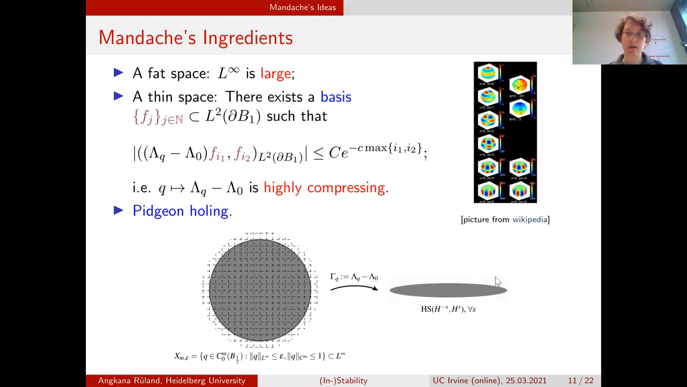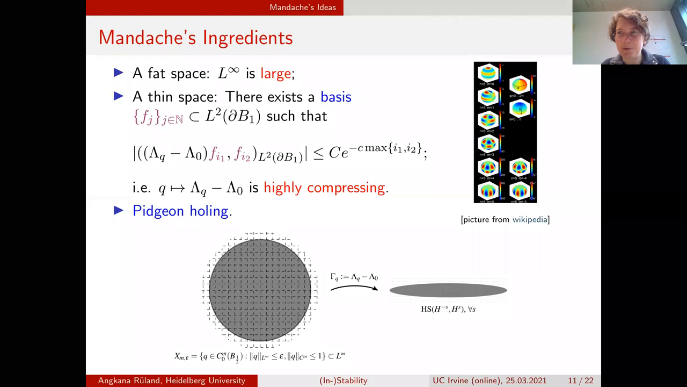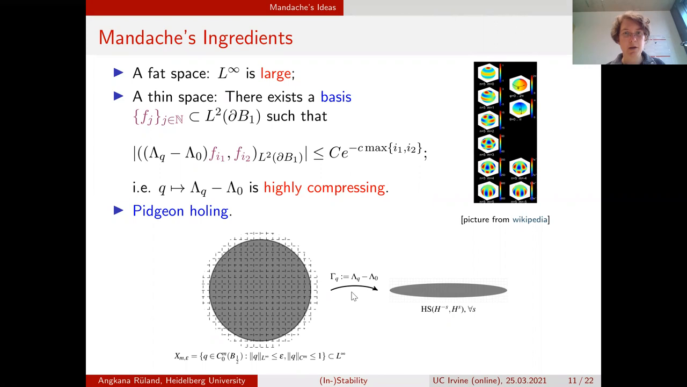Okay, but now in Mandatha's argument, you're essentially done, because we start from potentials Q which are all at least epsilon apart, and they are washed together to something which becomes very close, quantitatively. So this means that you must find two images of your Dirichlet-to-Neumann map which in the pre-image were epsilon apart, but here are very close, and if you quantify this, you end up with exactly the statements that Mandatha did. Okay, and this is exactly also the starting point that we want to look at.